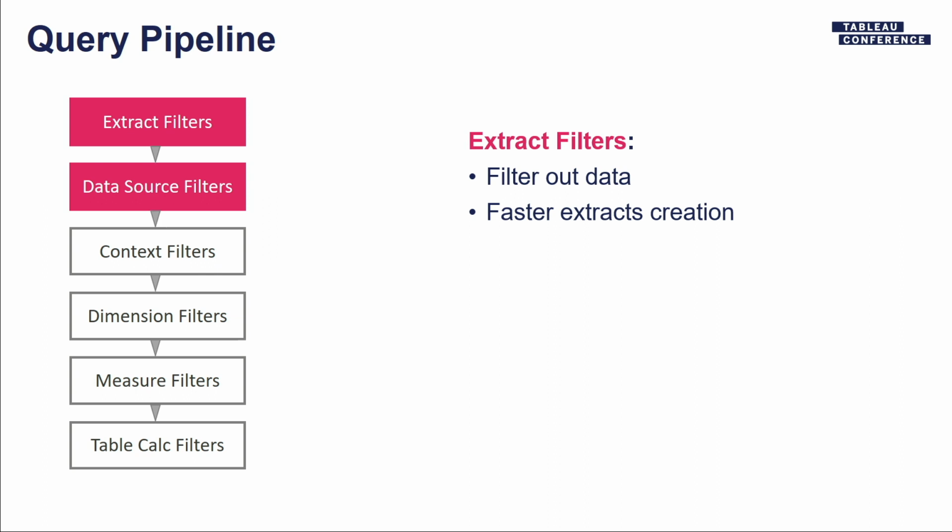As the word says, this filter can be applied only on extracts, and we can use them to filter out some data. So for example, if I'm connecting to my Superstore dataset, and I have data related to the last 10 years, but I really need just the last 2 years, and I'm creating an extract, I can just cut out all the 8 years that I don't need. So my extract will be lighter and faster to be created.